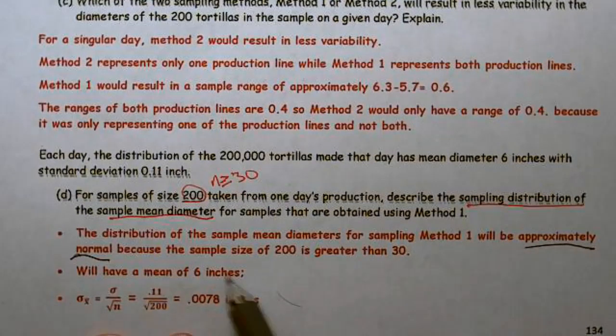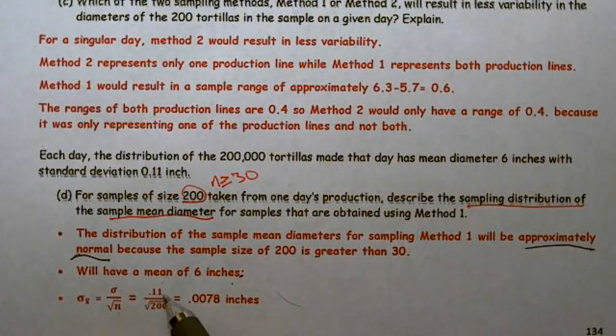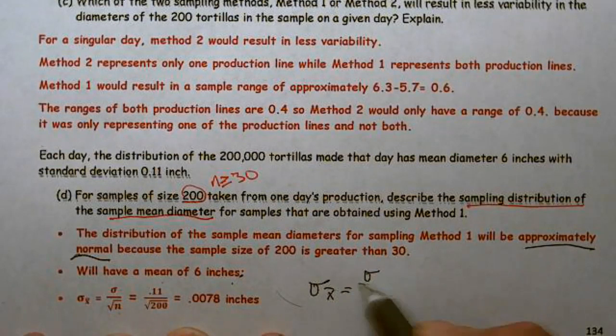So the mean will be the mean. That's always really nice. So the mean is 6 inches. The standard deviation of X bar is the standard deviation of the population divided by the square root of n. So 0.11 divided by the square root of 200, and we end up getting 0.0078 inches. Please remember the standard deviation of the sample means is always the standard deviation of the population divided by the square root of n. We'll pause right here for just a moment.